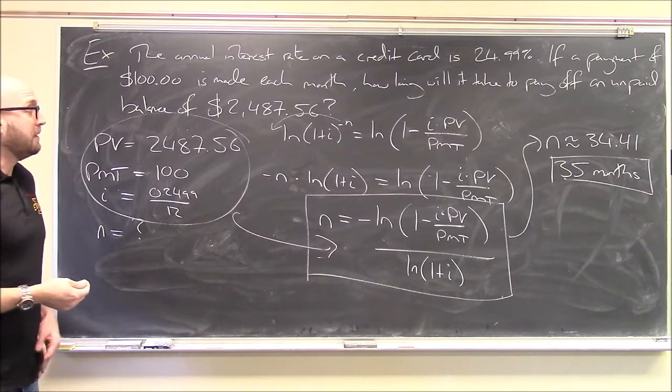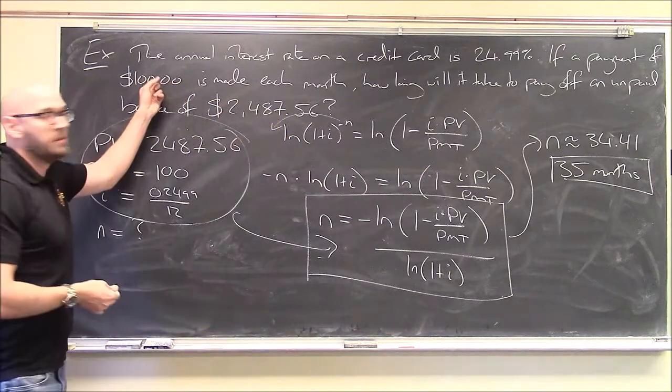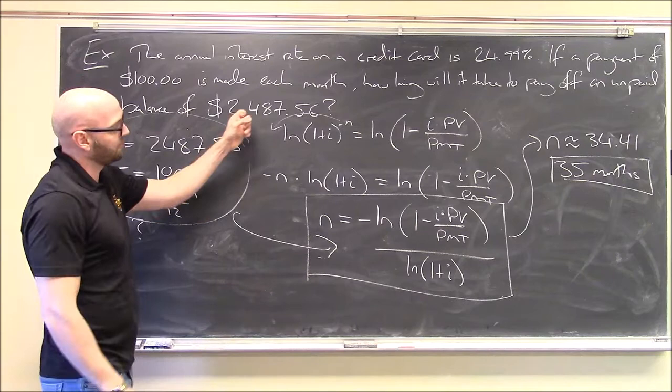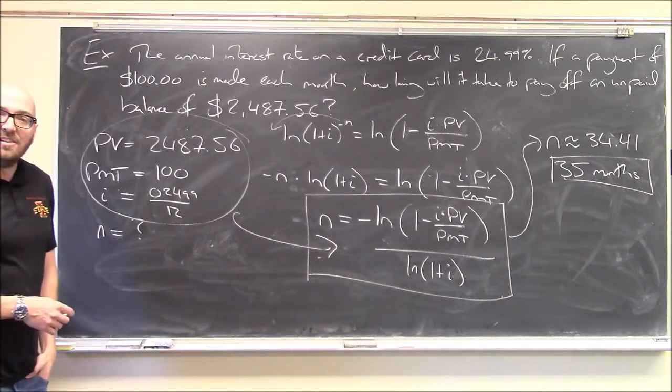Which is pretty significant, right? After 35 months, you've paid 35 times $100, which is $3,500. You've paid $3,500 to pay off this outstanding balance of only $2,487.